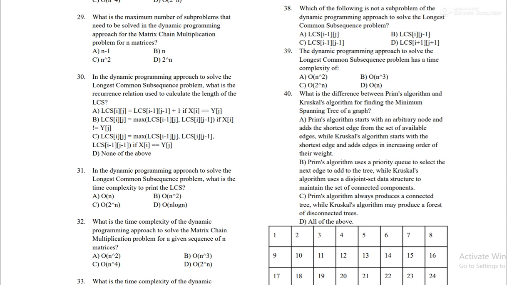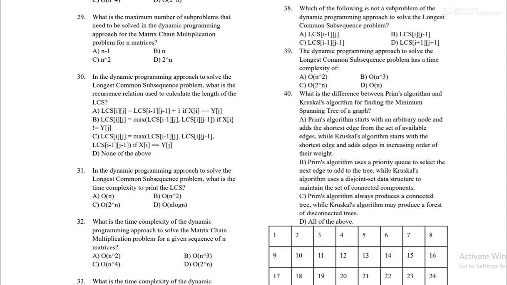Option B is Prim's algorithm uses a priority queue to select the next edge to add to the tree, while Kruskal's algorithm uses a disjoint set data structure to maintain the set of connected components. All of these differences relate to the same difference, that is, from where we choose the minimum weighted edge. In Kruskal's algorithm, our selection criteria for checking the minimum weighted edge are different, and in Prim's algorithm they are different.